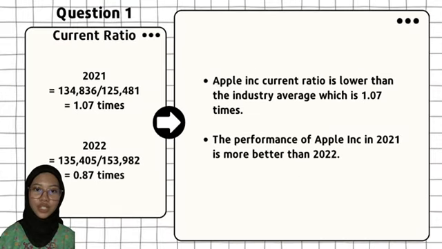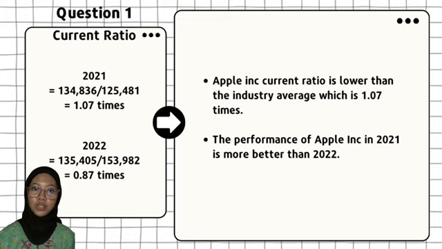Let's move on to the first question. Calculate the liquidity ratio of Apple Company. Comment on the liquidity position in 2022 as compared to 2021. Analyze and interpret the company's performance based on attachment 1.